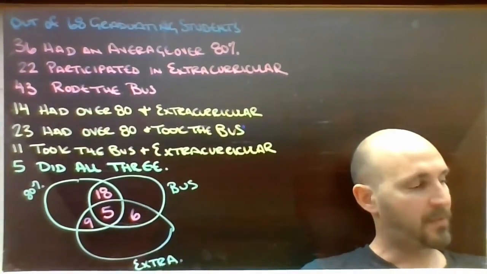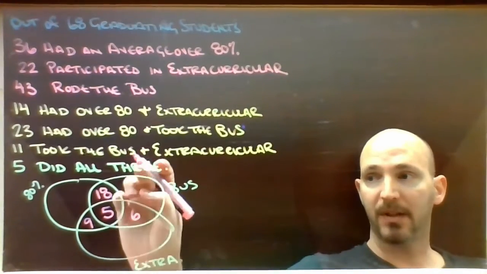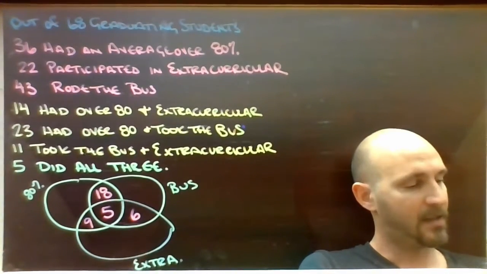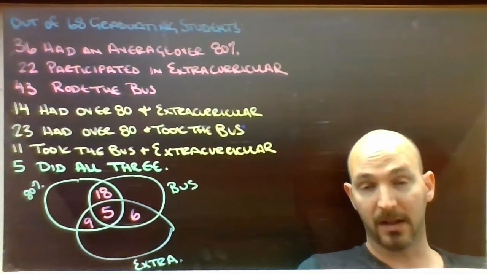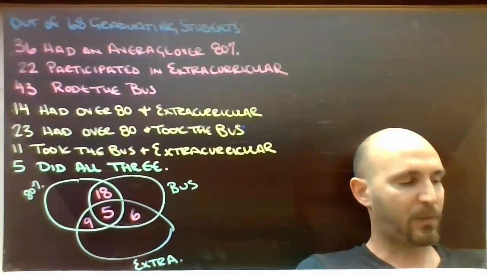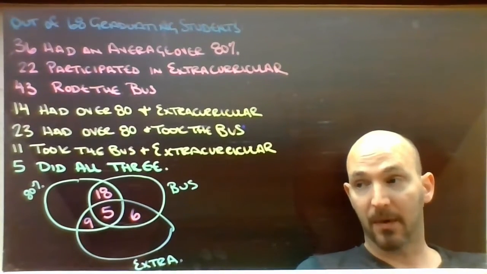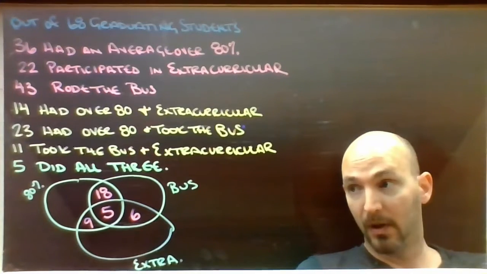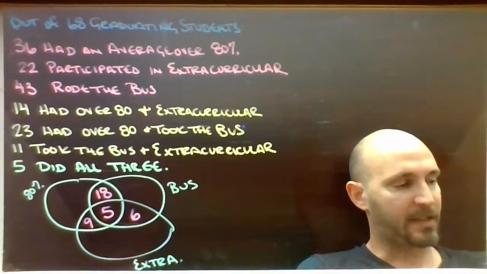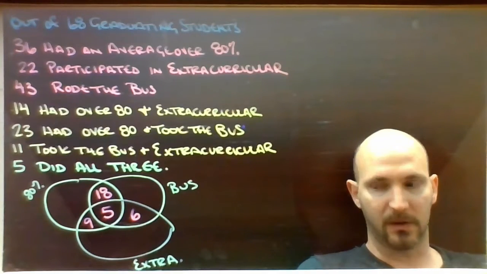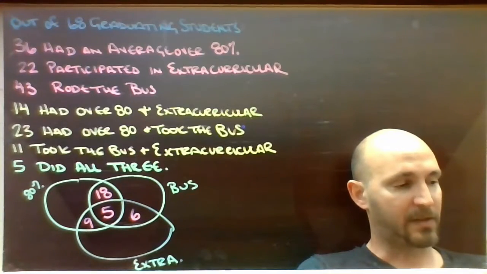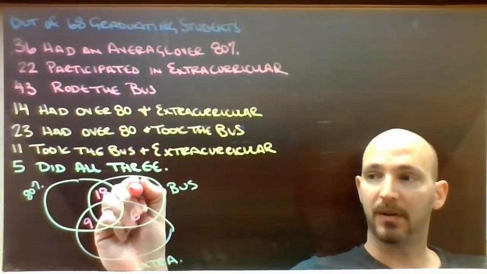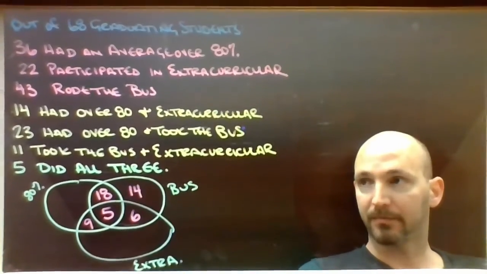Now if 43 people rode the bus, that's 43 people in this particular section here. But again, you can see that some of them have already been sorted, and we can't be double counting them. So if I take those 43 people who claim to ride the bus, and I take out the people who rode the bus and got 80%, so take those 18 out, and if I take out the 6 who rode the bus and did extracurriculars, and I take out the 5 that did all 3, I end up with 14 people unaccounted for.